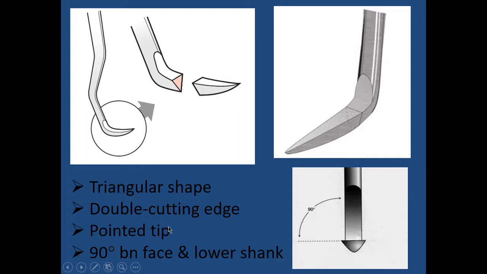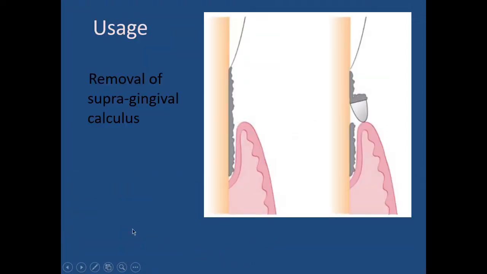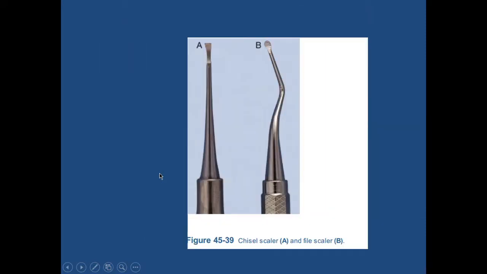The pointed tip will differ from the curettes. It has a 90 degree angle between the face and the lower shank. You know the lower shank? Yes, this is the lower shank. It is the part from the blade to the first bend. But what is the face? This is the face, the face of the blade. So here it is unique in the scaler. The sickle scaler has 90 degrees between the face and the lower shank. It's used for supragingival calculus removal.